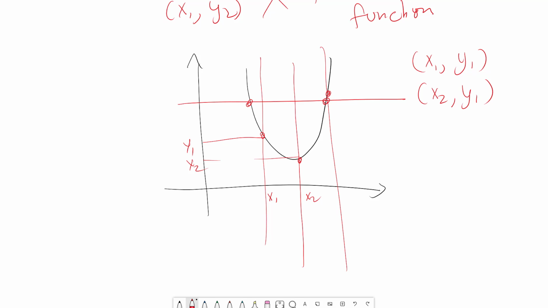So we will work more with the domain and range of functions, and we'll do more examples.